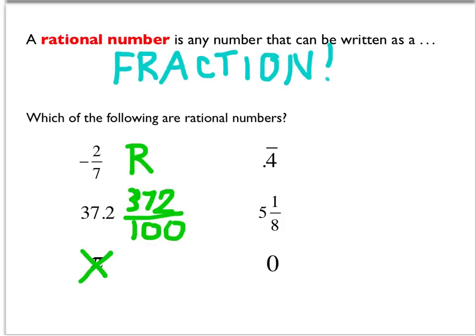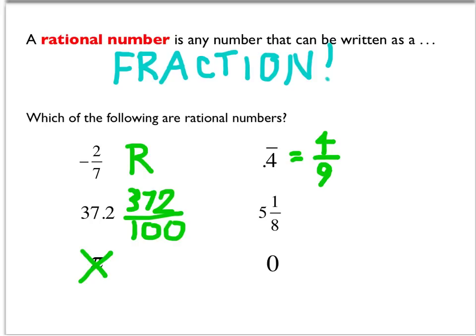How about this one, 0.4 repeating? Doesn't look like a fraction, but we know, and you can check this on your calculator, that anytime you have a bar over a number like that, we can write that much over either 1 9 or 2 9s or 3 9s, depending how many digits are repeated. So if it's 0.4 repeating, that is actually equal to the fraction 4/9, so that means it is a rational number.